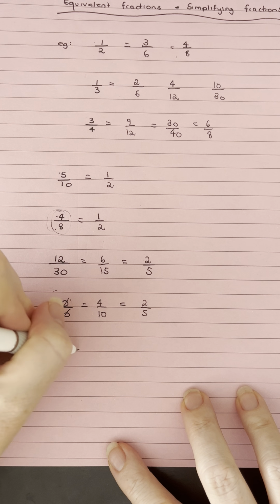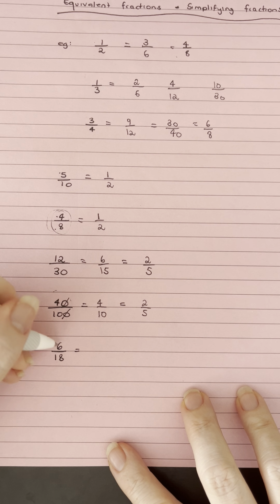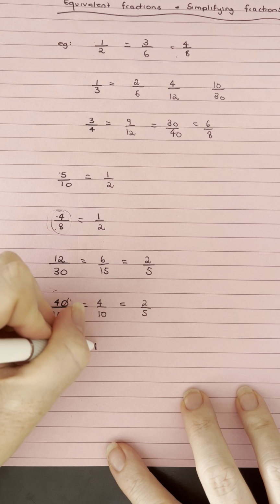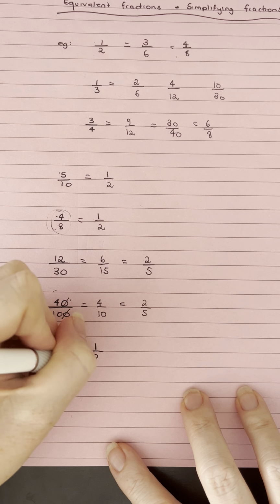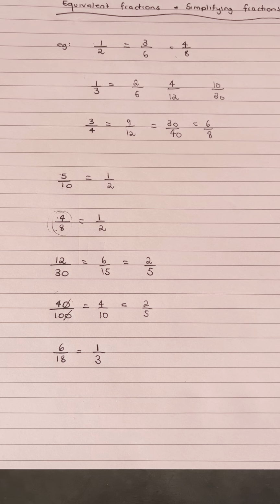My last one, 6 over 18. I know that I can divide both top and bottom by 6. So 6 divided by 6 is 1, and 18 divided by 6 is 3. And I've got to my simplest version.